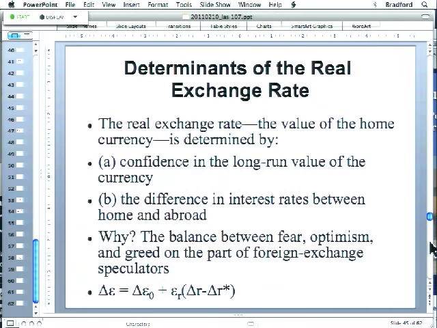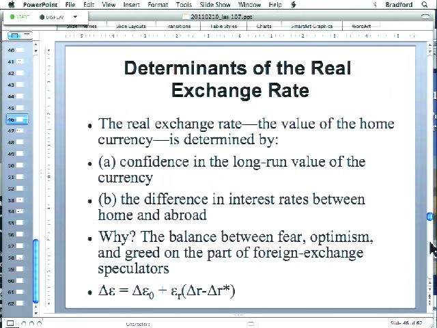And in general, you can say that it depends on two things. The real exchange rate, the value of the home currency, is determined by the average of speculator confidence in the long-run value of the currency, and by the difference in interest rates between home and abroad. And why is this so? Well, it's a balance between fear, optimism, and greed on the part of all of these people.